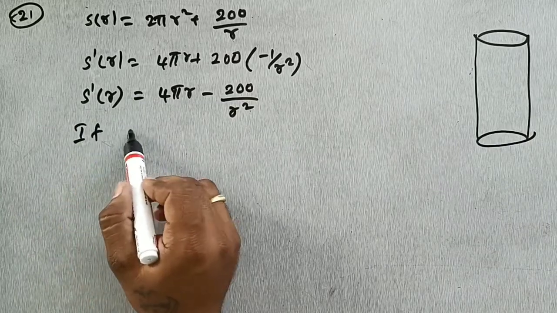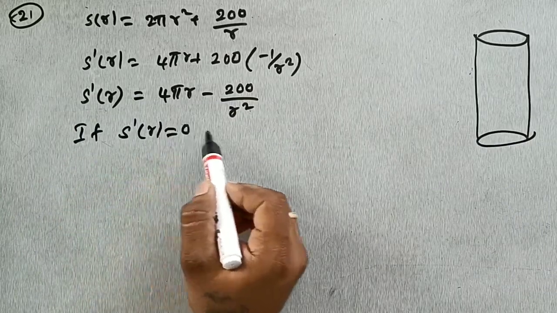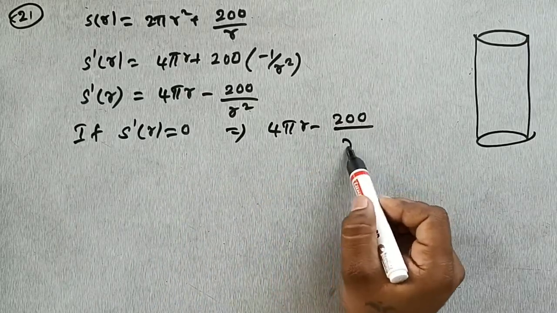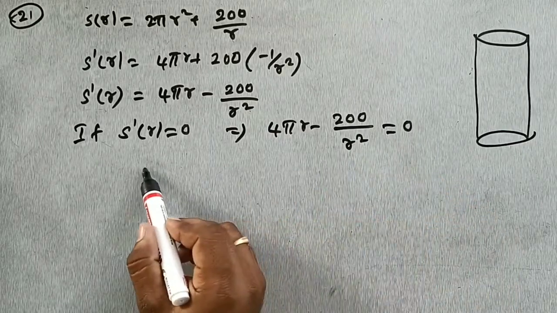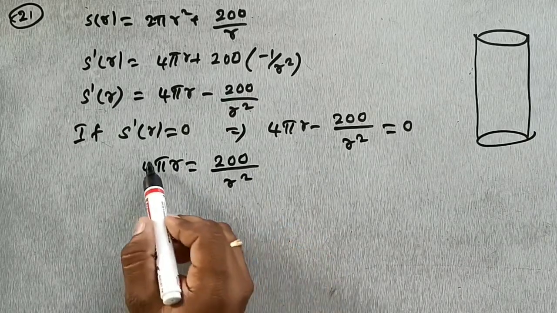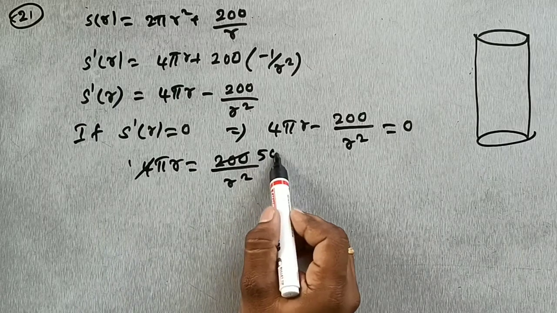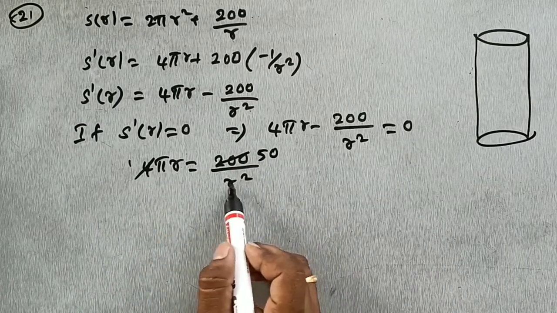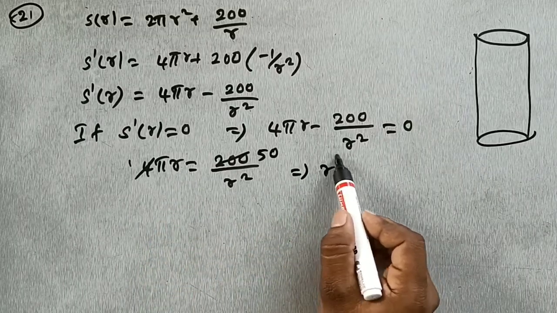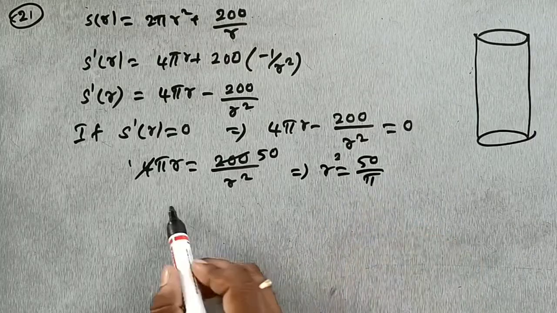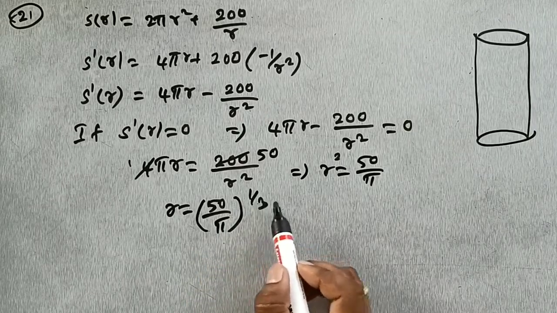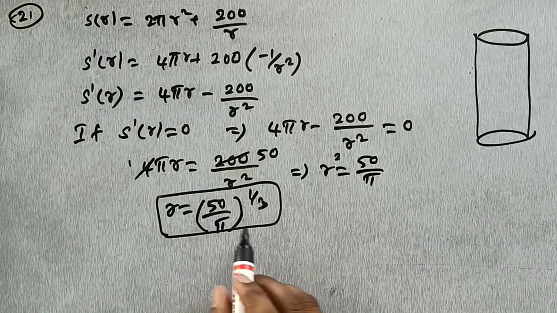If S dash of R equal to 0, which implies 4 pi R minus 200 divided by R square equal to 0. So 4 pi R equal to 200 divided by R square. We can cancel 4, and this will be 50. R square will come to this side and become R cube, and pi will come to the denominator. So R cube equal to 50 by pi. So R equal to (50 by pi) power 1 by 3. This is the value of R and the only critical point.